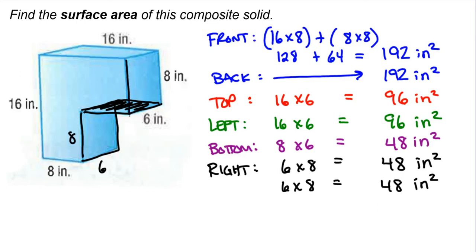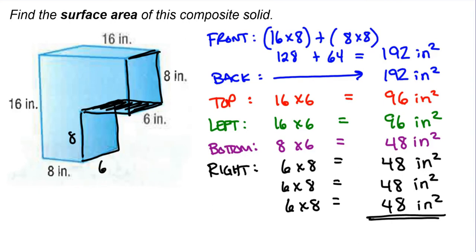And then finally, I've got this right side right here, which is another 6 by 8. So there were 3 6 by 8 rectangles on the right-hand side. So that's 48. And then I've worked my way back around to the top again. So I've got front, back, 1, 2, 3, 4, 5, 6, 7, 8 sides. And that's what I have. So I know I've got all my sides. And that's the hardest part of surface area, making sure you've got all of your sides.